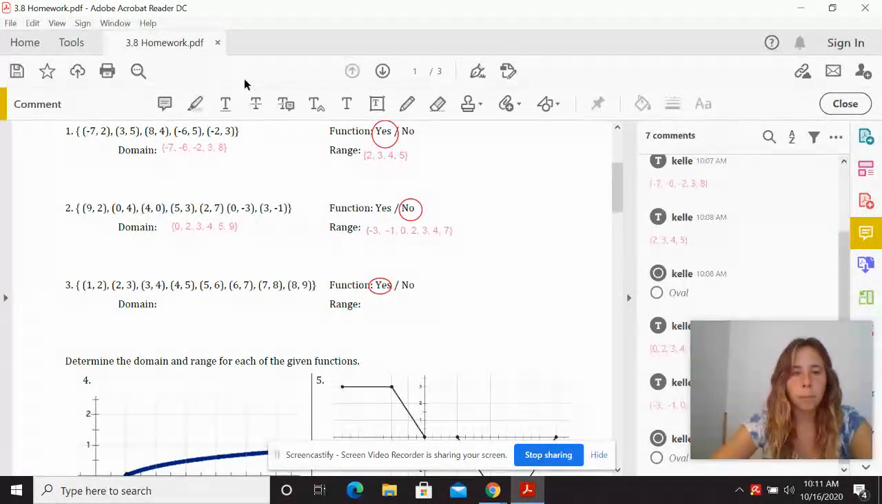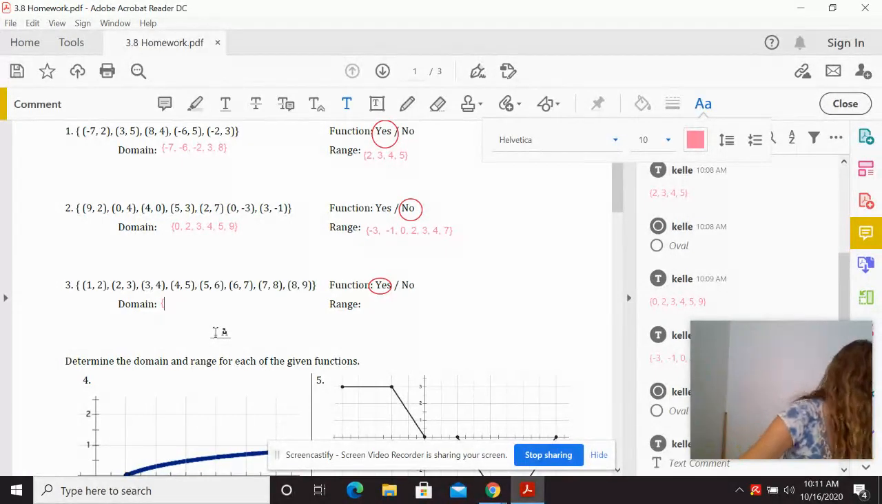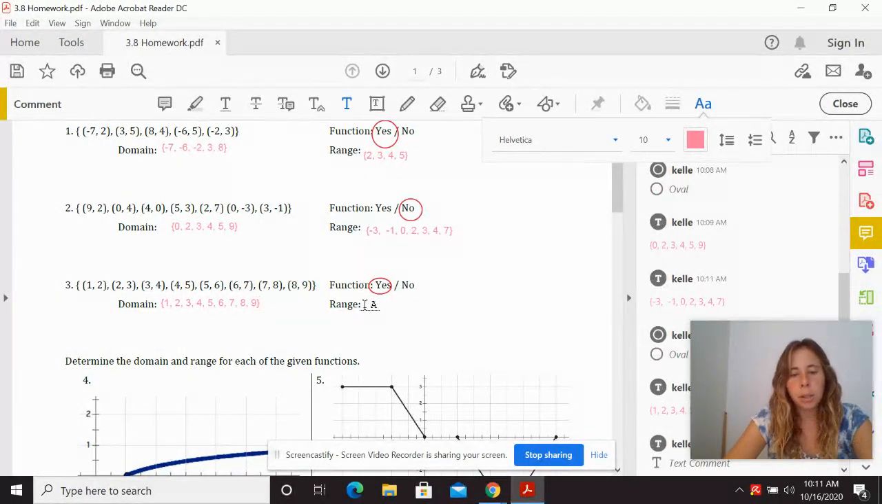Domain. Once again, they use the braces. So you also use the braces, and now you just rewrite all the x values in order that they give you. So it's 1, 2. Oh, they just count all the way up. 3, 4, 5, 6, 7, 8, 9. That's your domain. So you put it like that. There you go.